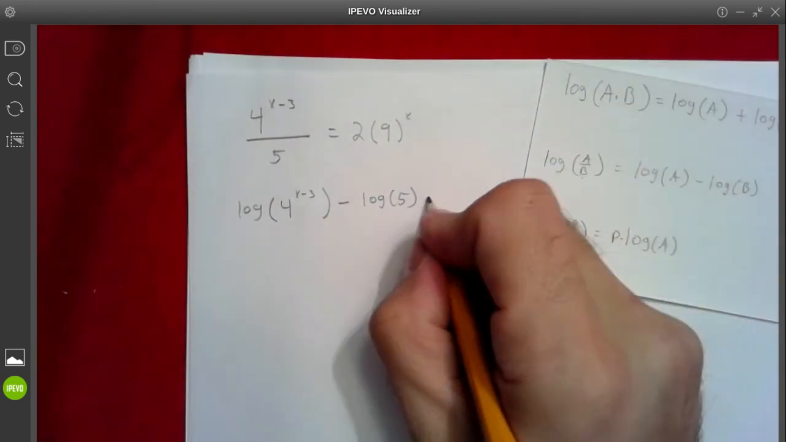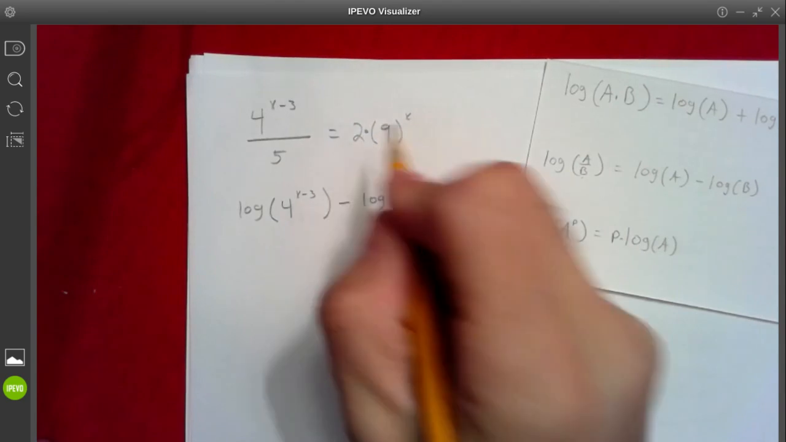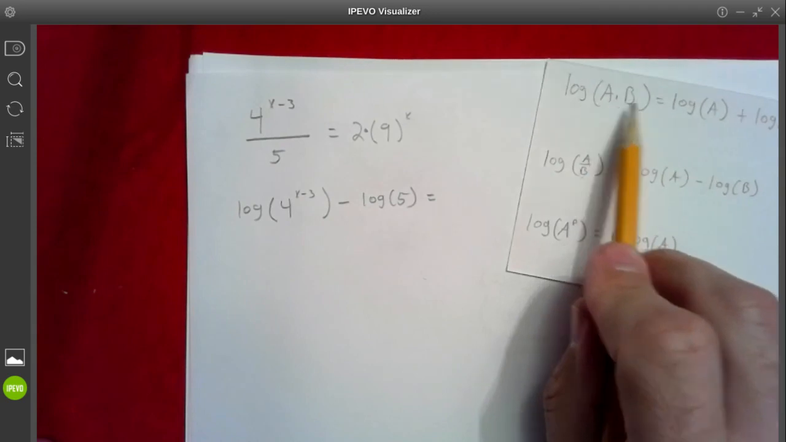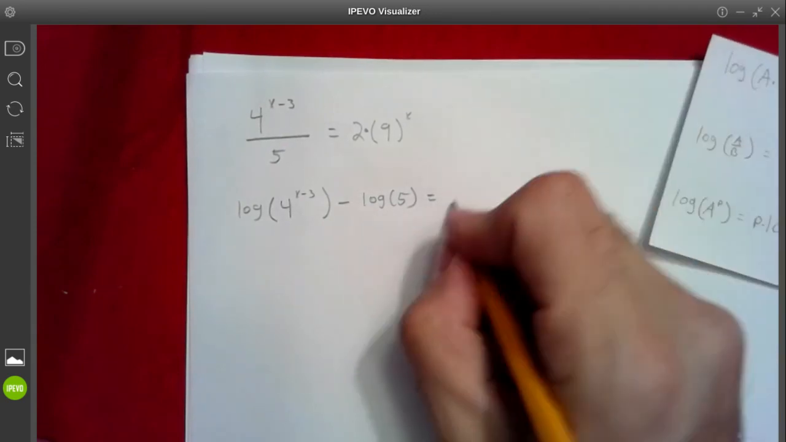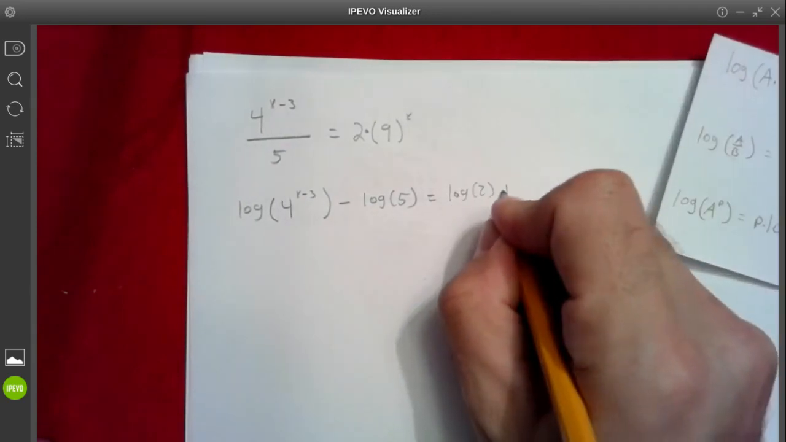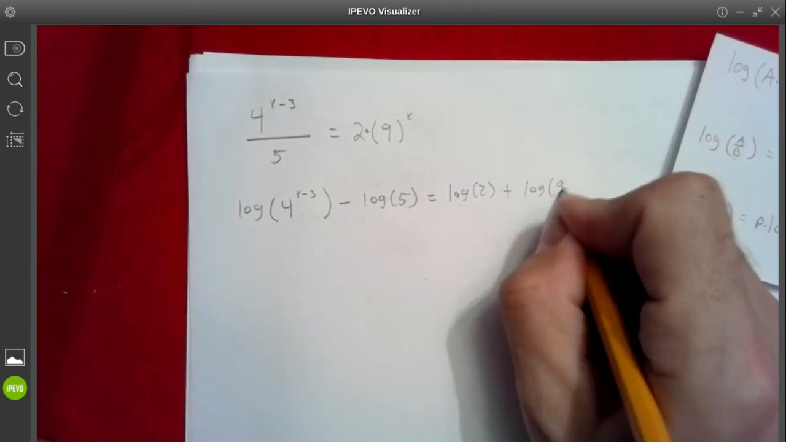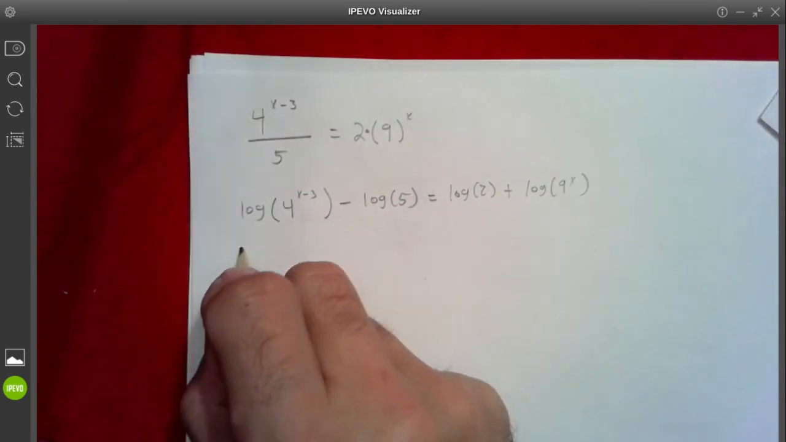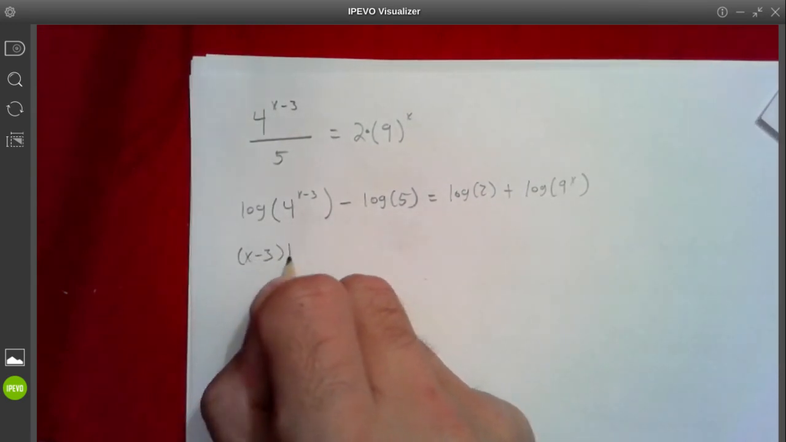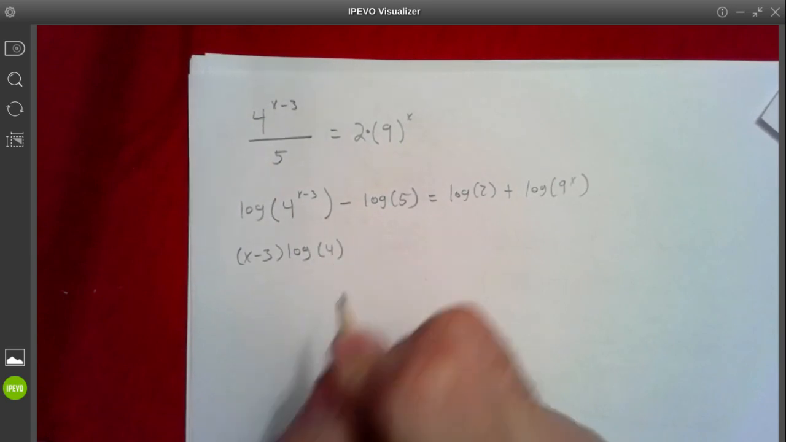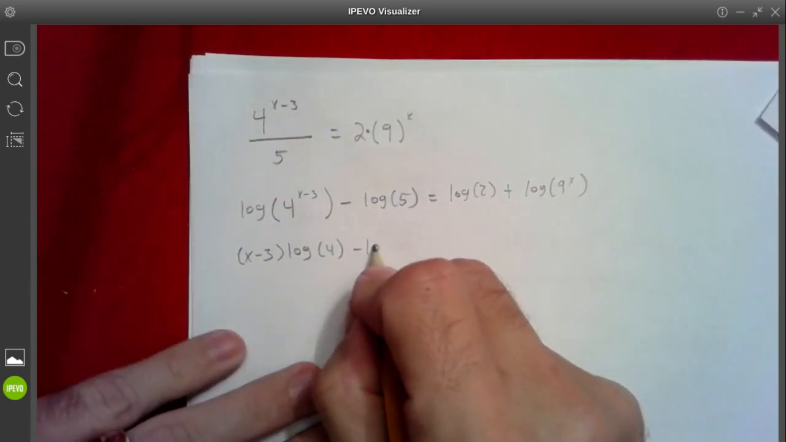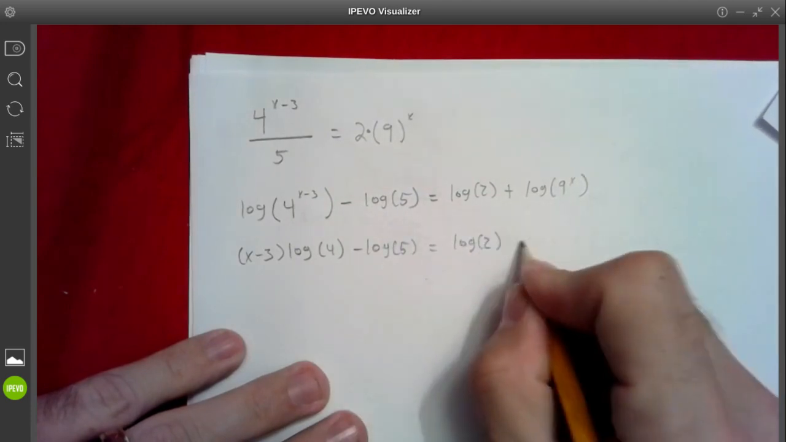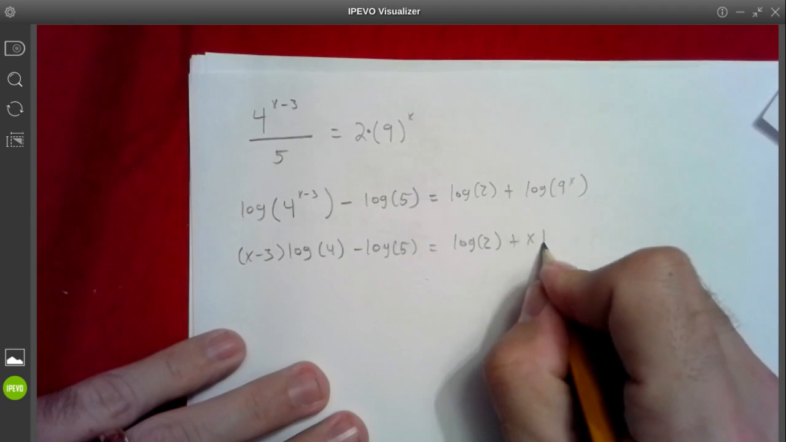And then on the right-hand side, if I take the log of this whole thing, because they're being multiplied, it's going to separate out as addition. So you get log 2 plus log of 9 to the x. All right, let's go ahead and bring down our exponents. We get x minus 3 log 4 minus log 5 equals log 2 plus x log 9.